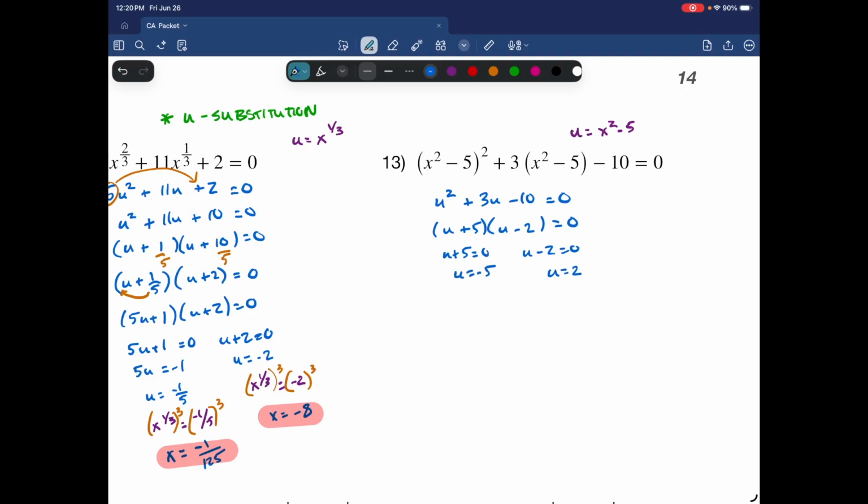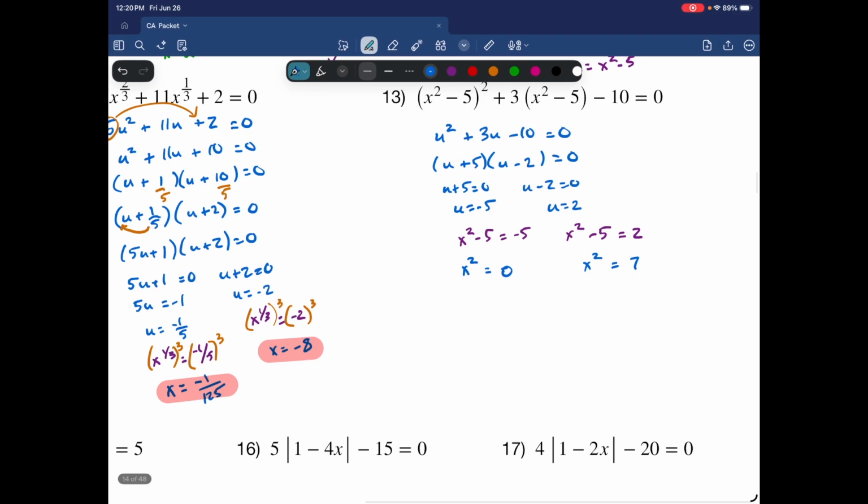So x squared minus 5 equals -5, x squared minus 5 equals 2. So you got x squared equals 0, and you got x squared equals 7. Okay, so take the square root of both sides. Because it's 0, I just get 0. For x squared equals 7, I take the square root of both sides, you get x equals plus or minus the square root of 7.